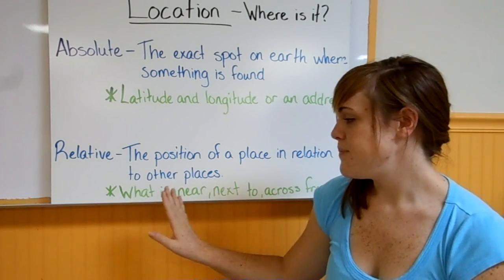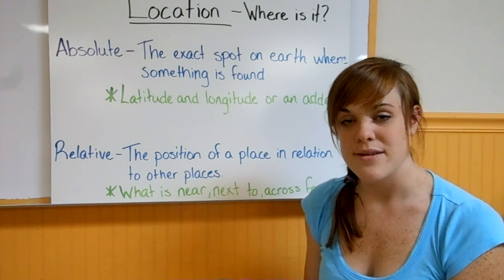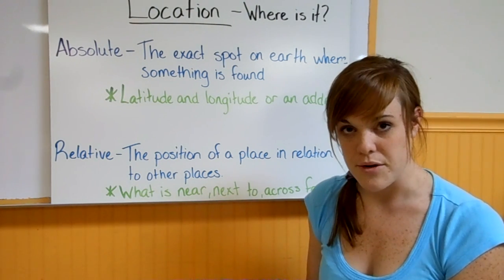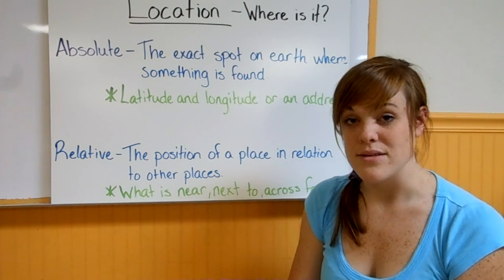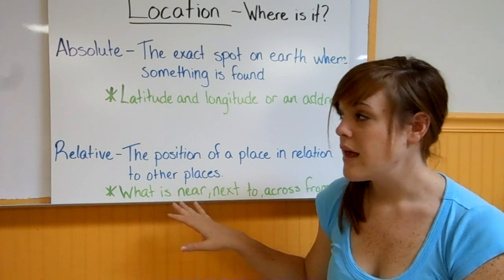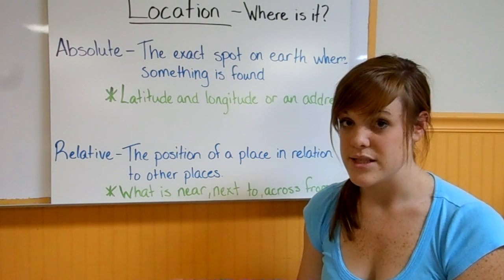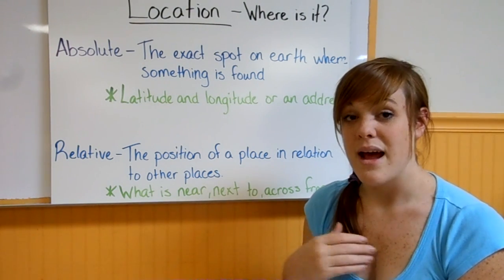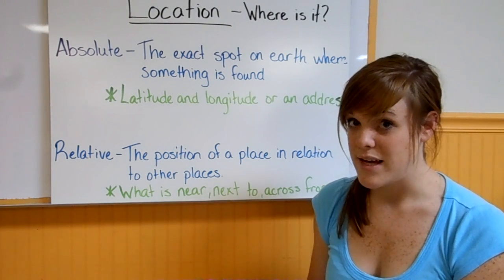Relative location is used if you were describing where your house is and you say, oh, it's just across from Dollar General. Well, you're telling me where it is in relation to something else. And that works, and that's called relative location. Now, absolute location is when you give me a specific address. I know that is a very specific location on a map, and I can find it.